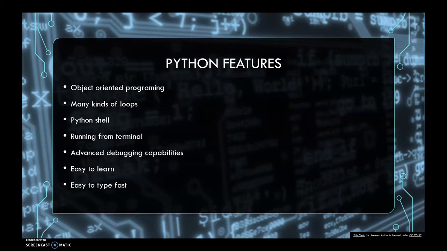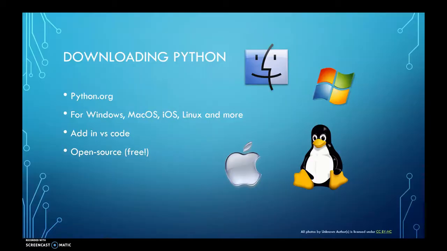So, downloading Python. You can go right from python.org and click the download button. There's a lot of operating systems that you can use. You can add it right to VS Code, which is a really good open source programming platform, and I use it. I'll be using it later in this video, and it's open source, so it's free.